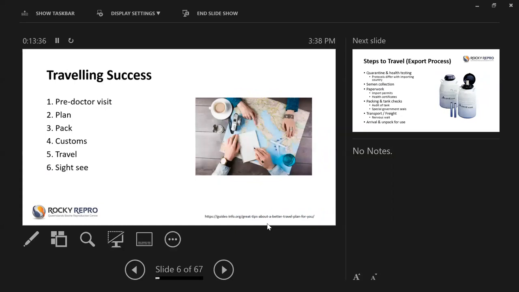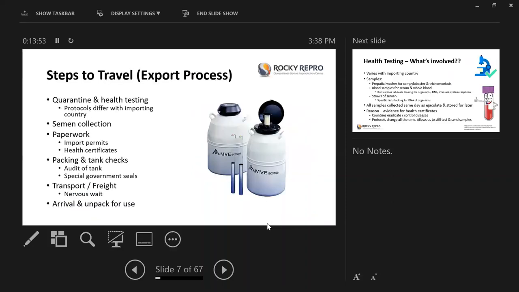So when we plan a trip to go overseas, we all see the doctor, we get our vaccinations, do all that sort of stuff. We plan where we're going to go, we pack. When we're at the airport, we've then got to go through customs and we declare that we can travel. We then do our plane flight, all our travelling, and we sightsee. And the export process is actually very, very similar.